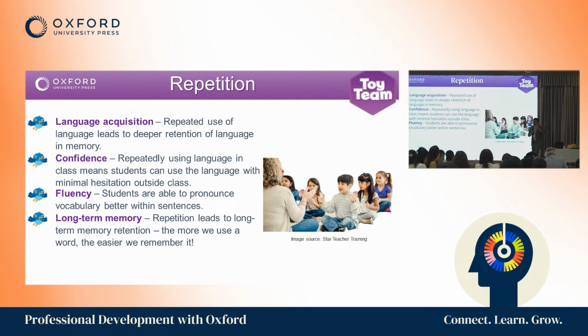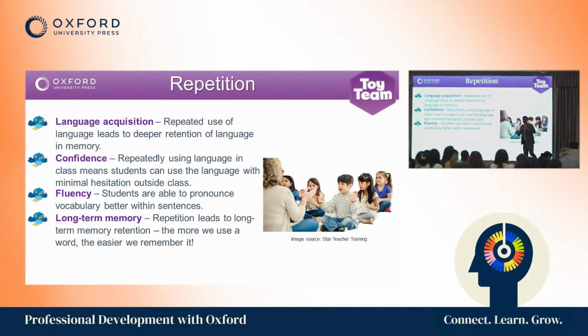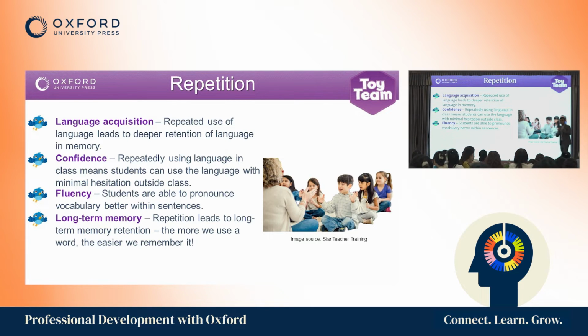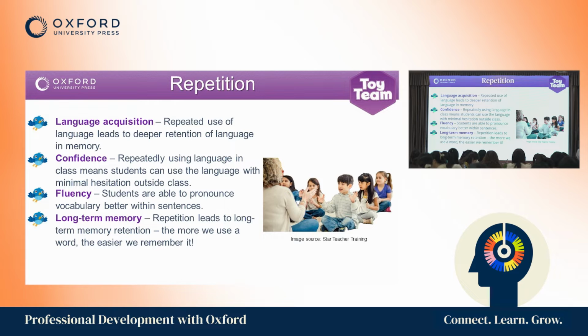Fluency. Students are able to pronounce vocabulary better, maybe if they're repeating a sentence over and over again. Connected speech, for example, remembering that not each word in a sentence must be pronounced individually. There are ways that we can shorten words, combine words in more natural speech to sound like native English speakers. And long-term memory. The more we use a word, the more we remember it, basically. It's just true.